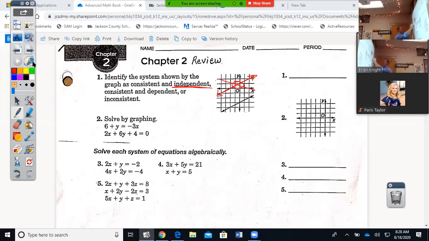Number 2, you needed to solve by graphing. So both of these equations, I need to solve for y. For this first one right here, what can I move to solve for y? The 6. Just subtract 6. So that will be y equals negative 3x minus 6.